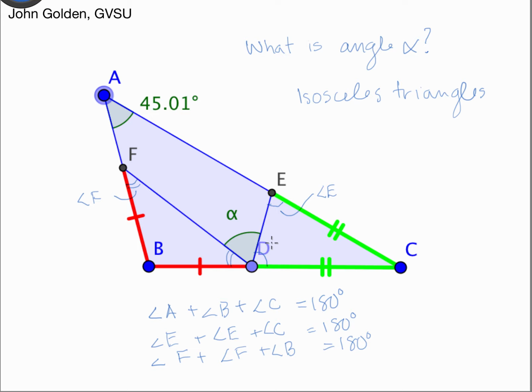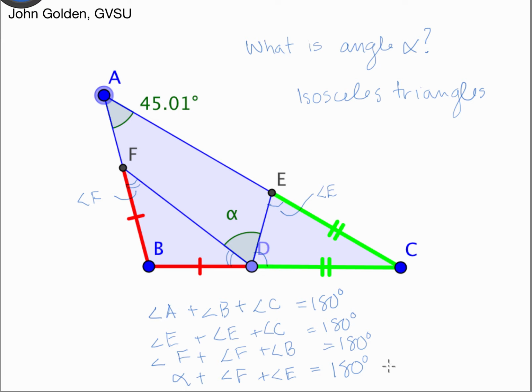Wow, but these three together make up a straight line, which is another 180 degrees. So angle alpha plus, I was calling that angle F, and this one, which I was calling angle E, add up to 180 degrees. Okay, so this is going to be my best way to find angle alpha. That's the only thing I really know about it.